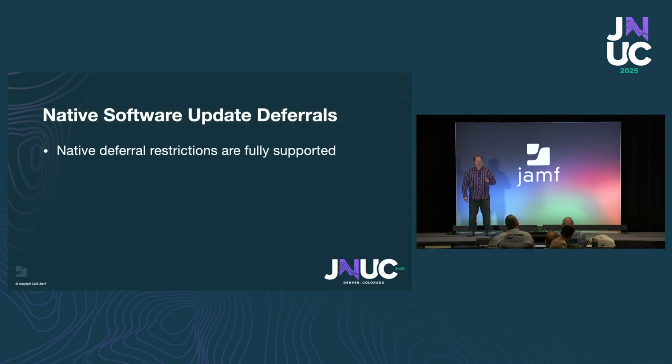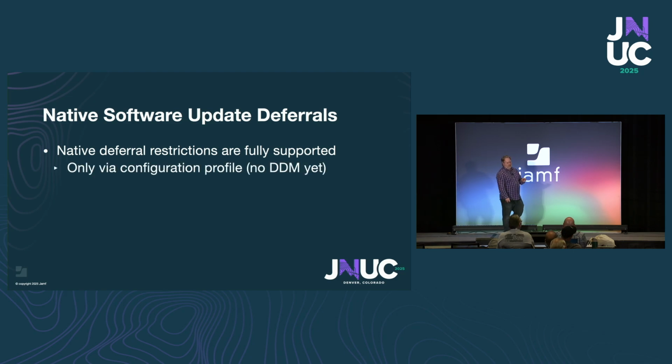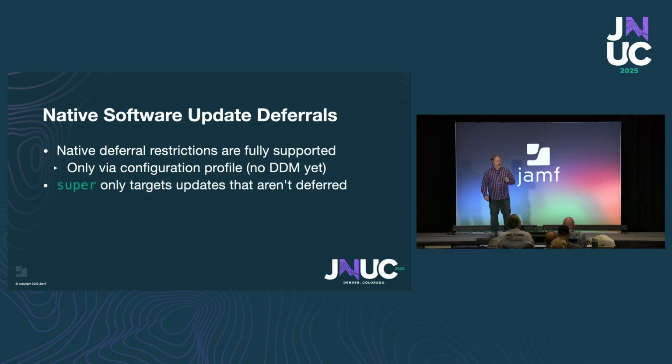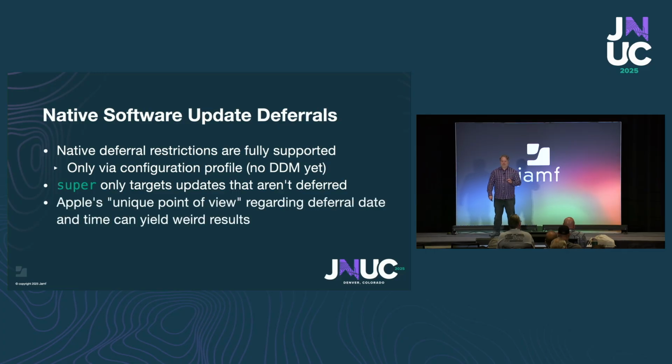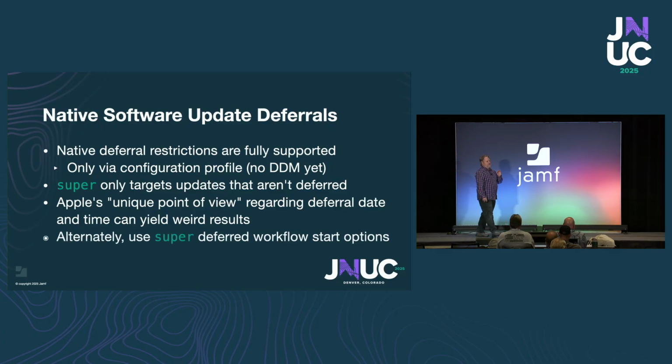native software update deferral, super does recognize them. So if you do push down a native software update deferral, super will adhere to that. Again, not DDM style, the legacy style. No DDM support yet here, okay? So it will only let you target things that the OS doesn't think is deferred. So we will not override that. So my general recommendation these days is, because Apple has a very unique point of view about when things are deferred, don't use it. If you can get away with just using super's native deferment mechanisms, then you'll come up with less problems. Let's put it that way, okay?